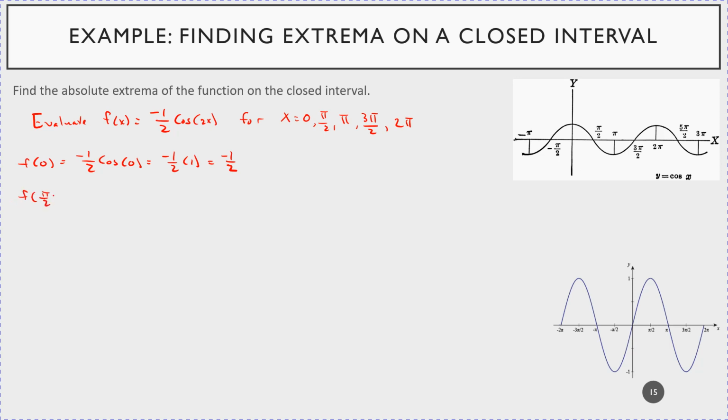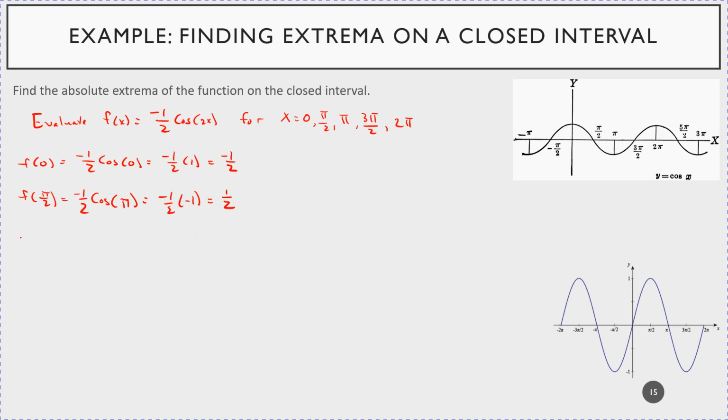F of pi over 2. This is minus 1/2 cosine. Well, 2 times pi over 2 is pi. Cosine of pi, that's why I have it over here. Cosine of pi is negative 1. So this is minus 1/2 times minus 1, which gets me 1/2.